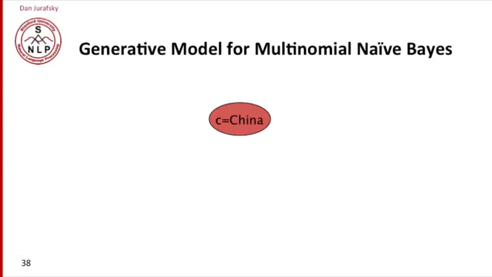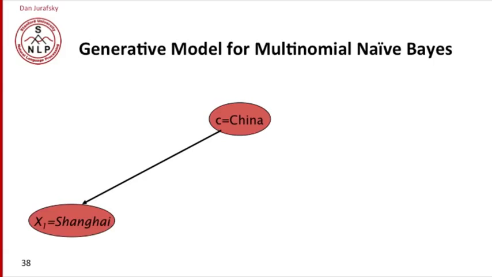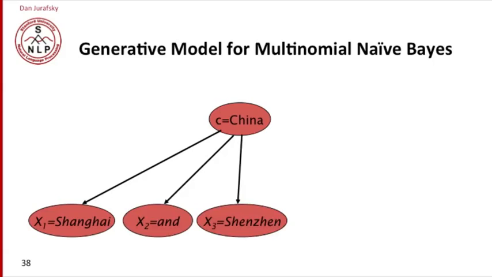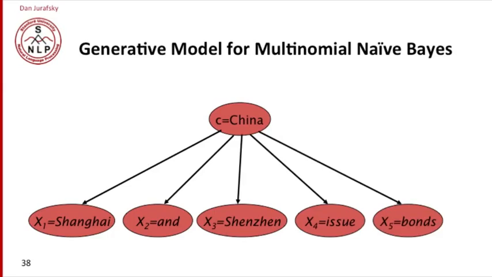So imagine I have a class, let's say it's China, and imagine that we were randomly generating a document about China. So we might start by saying, well, the first word x sub 1 is Shanghai, and the second word is and, and the third word is Shenzhen, and the fourth word is issue, and the fifth word is bonds, and so on. We've generated a little random document about China.